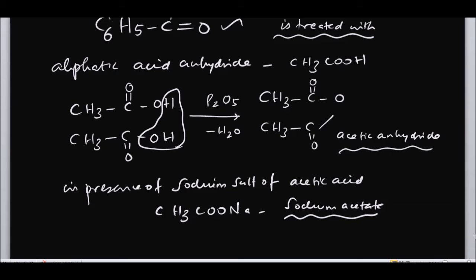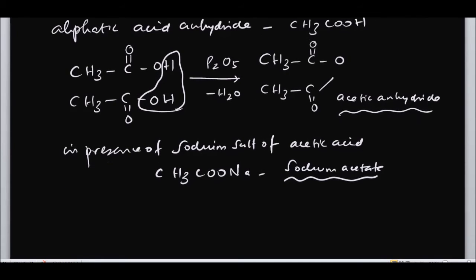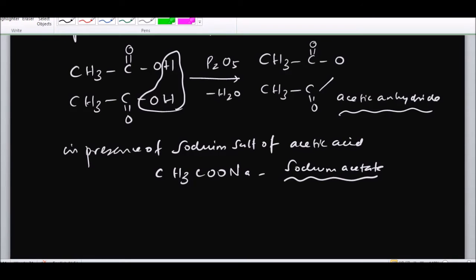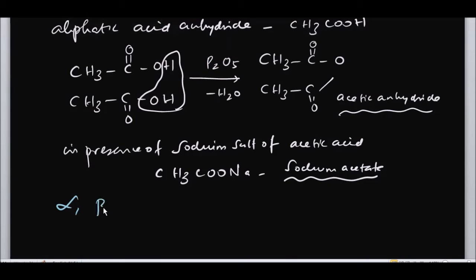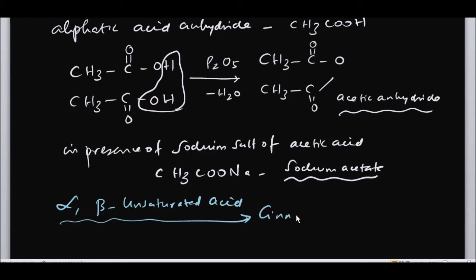The condensation takes place. As a result of the condensation, the final product formed between them is an alpha beta unsaturated acid. This is the acid formed. The best example for this acid is cinnamic acid.